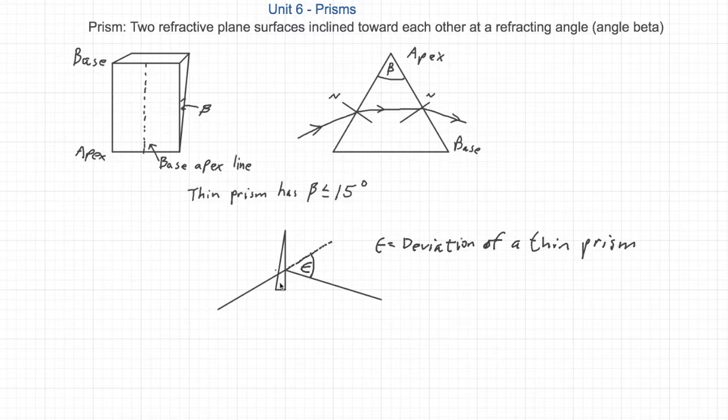And assuming that the prism material has an index of n and that the prism is surrounded by air, epsilon is equal to n minus 1 times beta. And both epsilon and beta are in degrees.